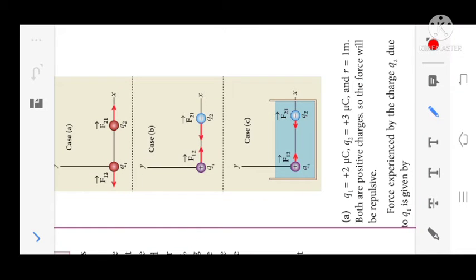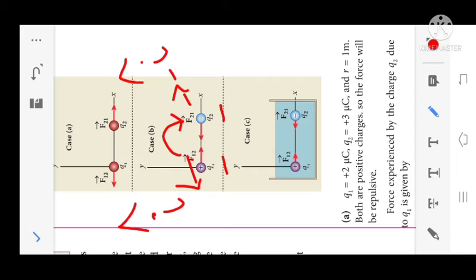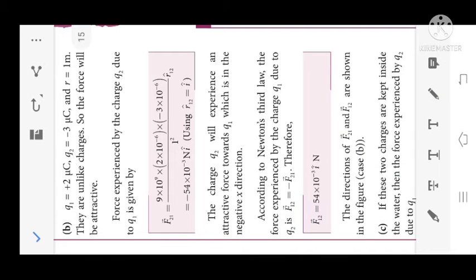Now look at this diagram. In this case, Q1 is a positive charge and Q2 is a negative charge. So the force F21, acting on 2 due to the first charge, is towards the positive charge, which means this force is along the negative x direction. So I use minus i cap. But F12 acts along the positive x direction, so it is plus i cap. In that ending of the problem also, we have to use this i direction.